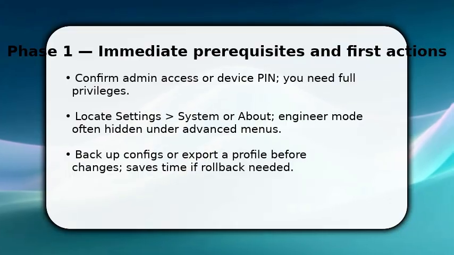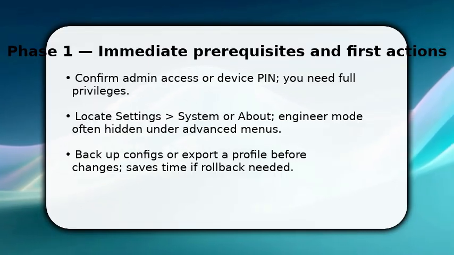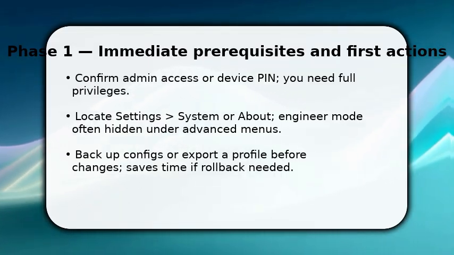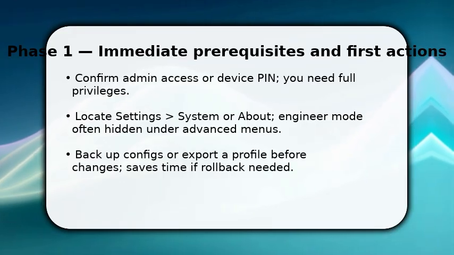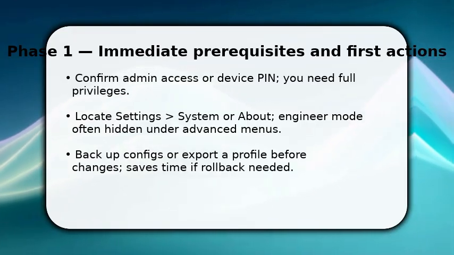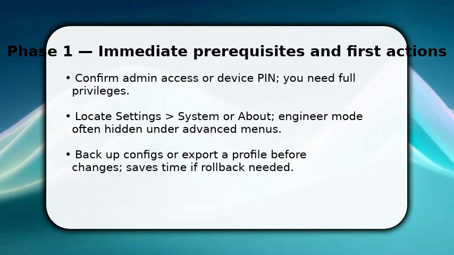You start by confirming you have admin rights or the device PIN. Otherwise, you cannot change engineer mode. Next, open Settings, then System or About, because engineer mode is usually under Advanced or Hidden menus.